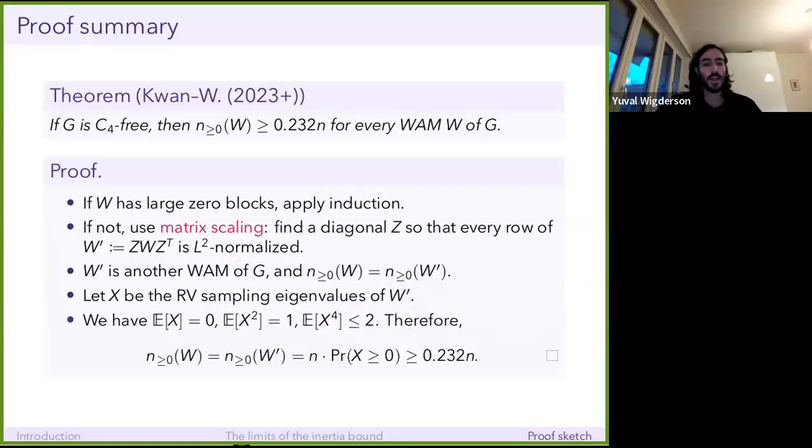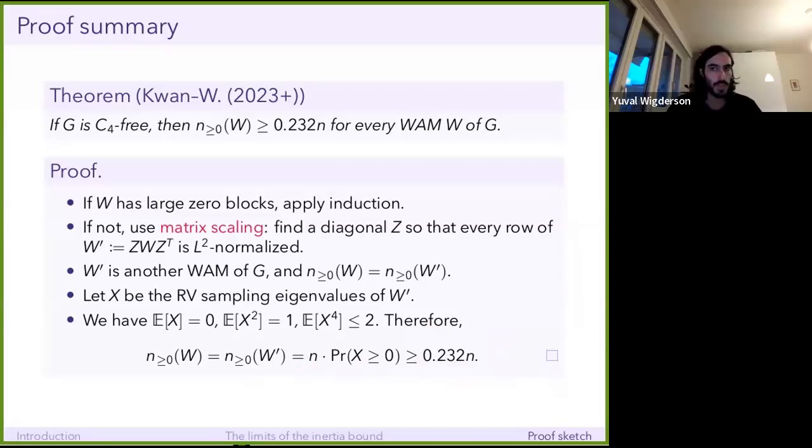And now we just plug this into this simple probabilistic lemma to say that the number of non-negative eigenvalues of W, that's the same as the number of non-negative eigenvalues of W prime, is just n times the probability that this random variable is non-negative. And that's at least 0.232 times n. And that completes the proof.